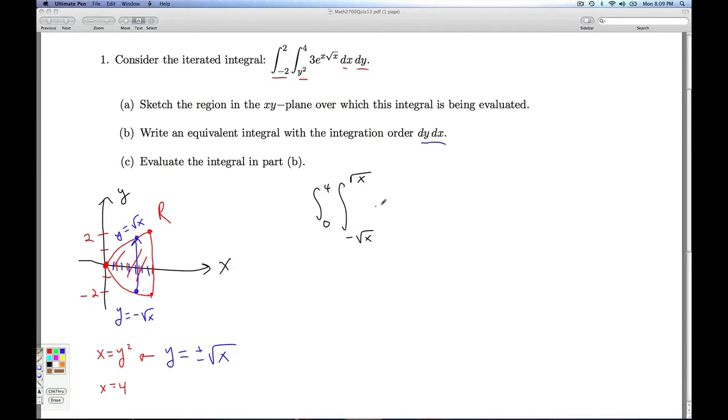The integrand is the same, 3e to the x square root x. But now the integration order is dy dx. So that'll do it then for part B.